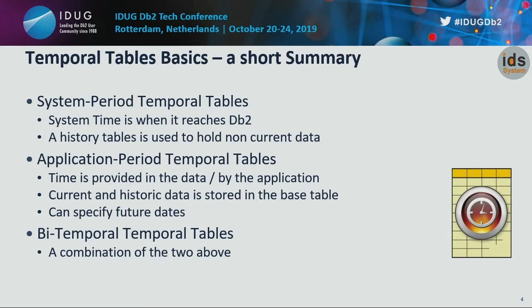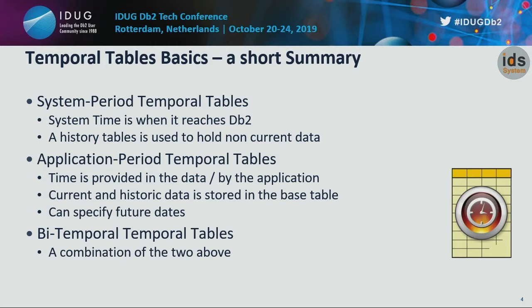Well, what do we have? We have system period temporal tables. Cool stuff, because Db2 keeps track of all the changes in data and the timestamp information. You don't have to care much about it. It is just working and building up a history. Whenever somebody changes something or deletes something, the history is still kept. This is a system period temporal table.